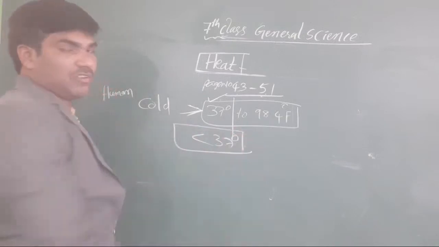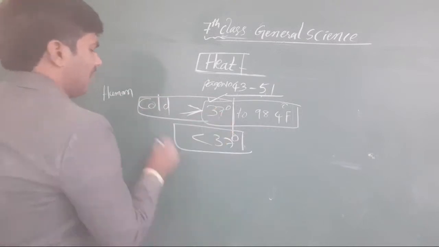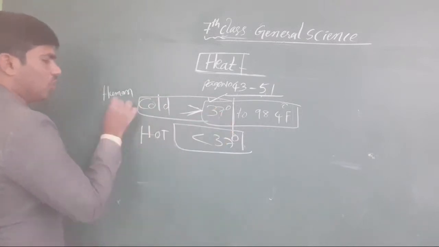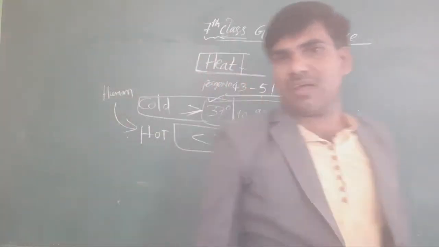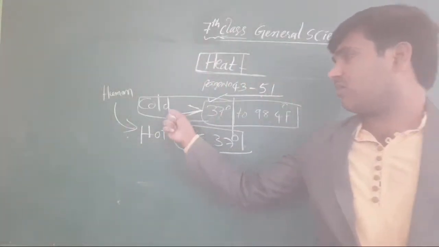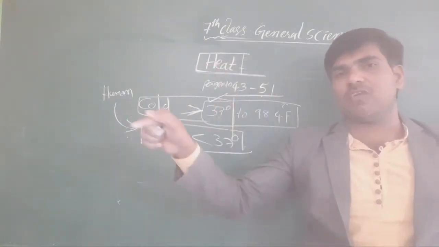Otherwise, if it is less than 37 degrees centigrade, as in the winter season, it is possible that our human body becomes the hot body. When there is a cold body, the environment, it takes the temperature from our body.